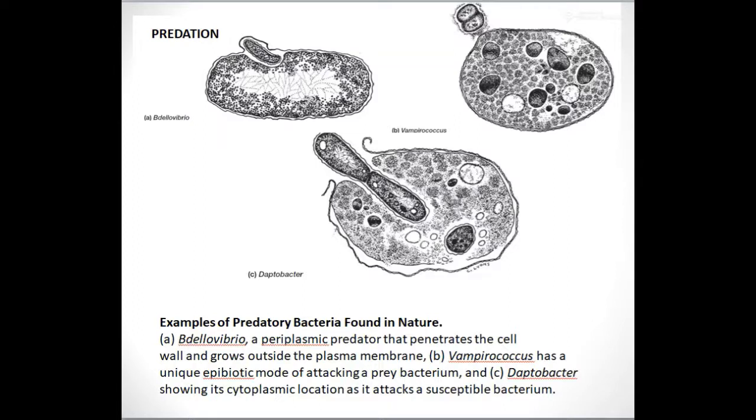So if you look here, you can see this. If this is a cell, it will penetrate into the cell wall, and it is growing outside the plasma membrane. In the case of Vampirococcus, it occurs as a unique epibiotic mode of attacking bacteria. That is, it stays a little bit outside itself, but it will invade the organism. In the case of Daptobacter, it shows a cytoplasmic location as it attacks the susceptible bacteria. So we'll go into the details of these three organisms.